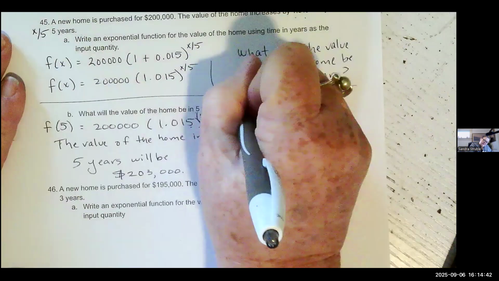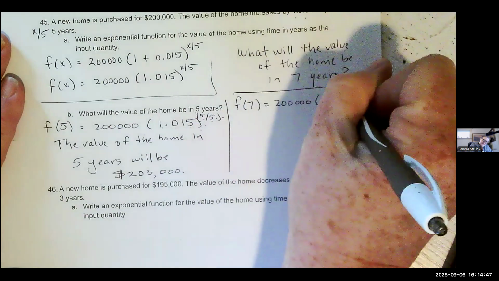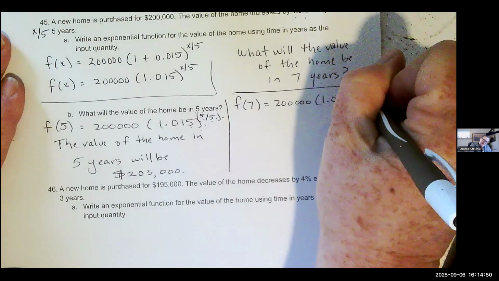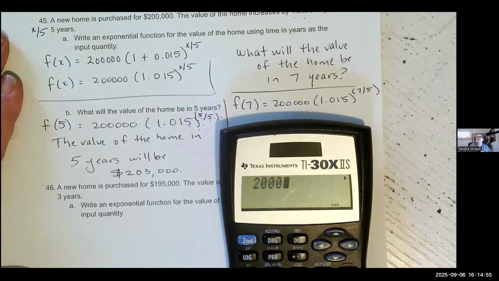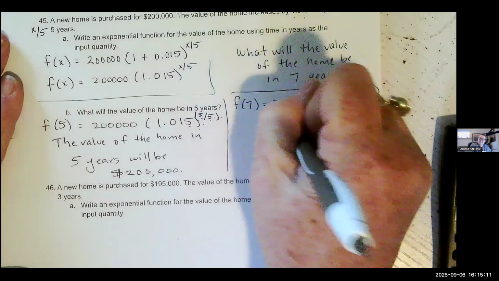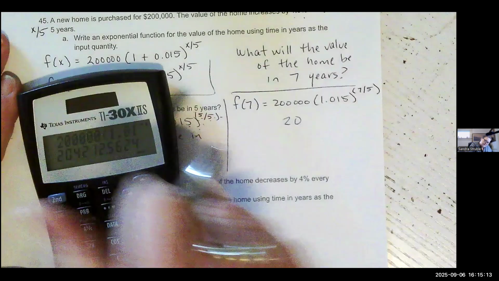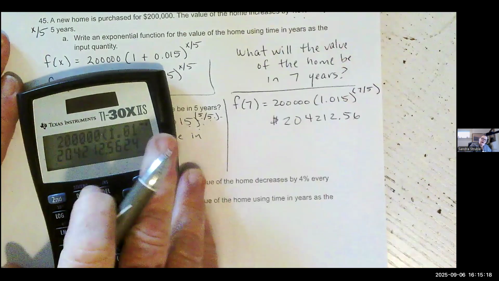So this is f of 7, 200,000 times 1.015 raised to the parentheses 7 divided by 5, close parentheses. So when I put this in, it's going to be 200,000, open a parenthesis, 1.015, close parenthesis, caret, open a parenthesis, 7 divided by 5, close parenthesis, equal. And that's what I got.